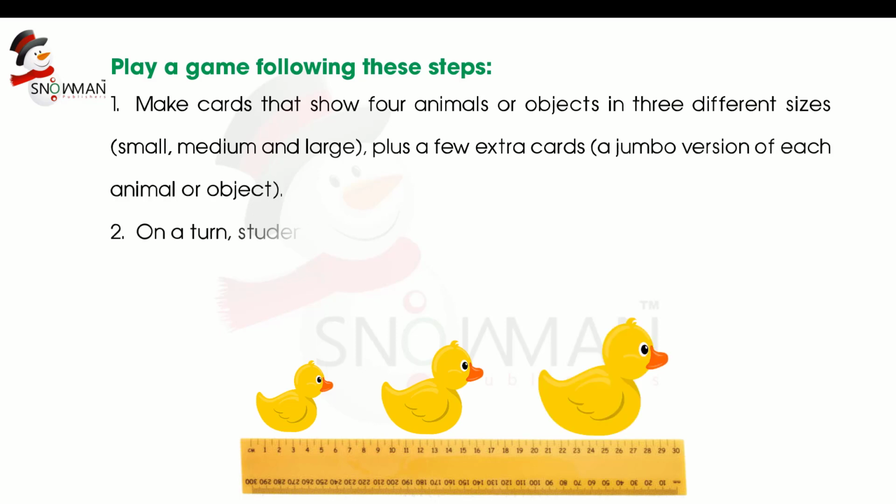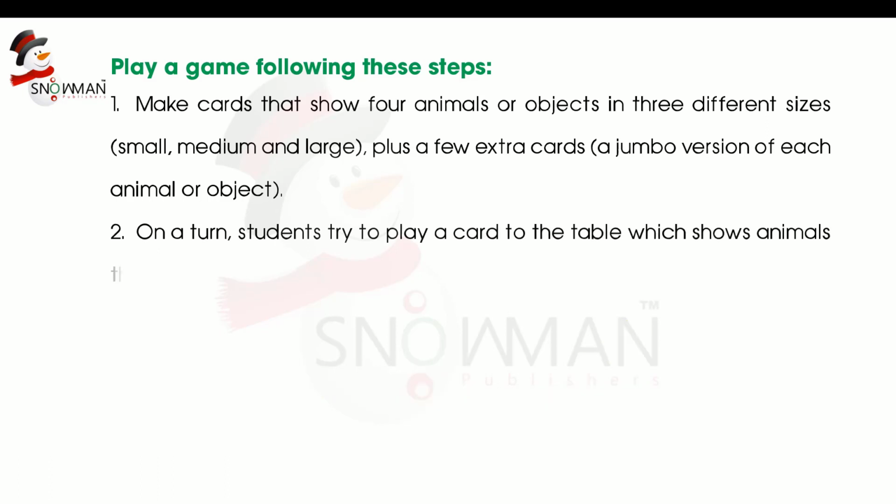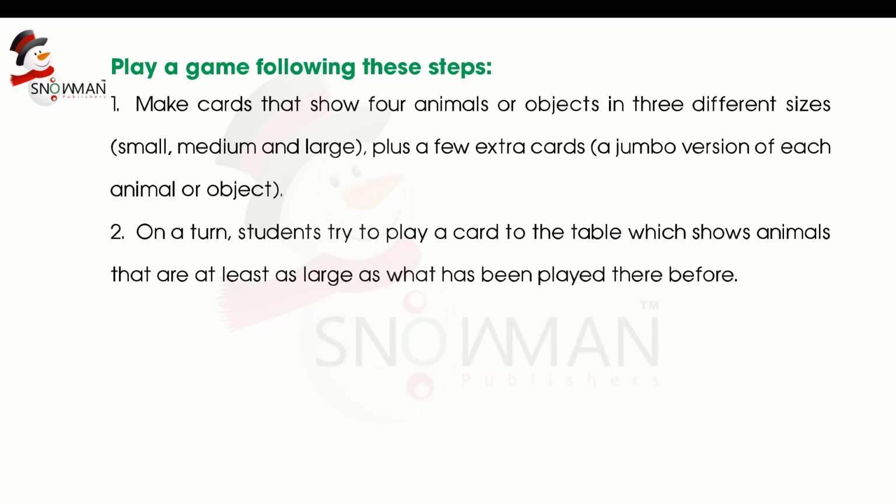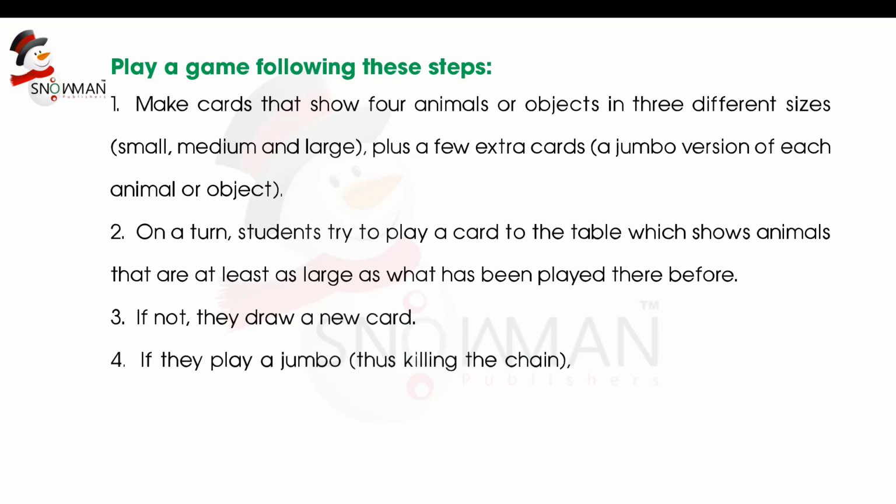2. On a turn, students try to play a card to the table which shows animals that are at least as large as what has been played there before. 3. If not, they draw a new card. 4. If they play a jumbo, thus killing the chain, they get to play an extra card. First player out of cards wins.